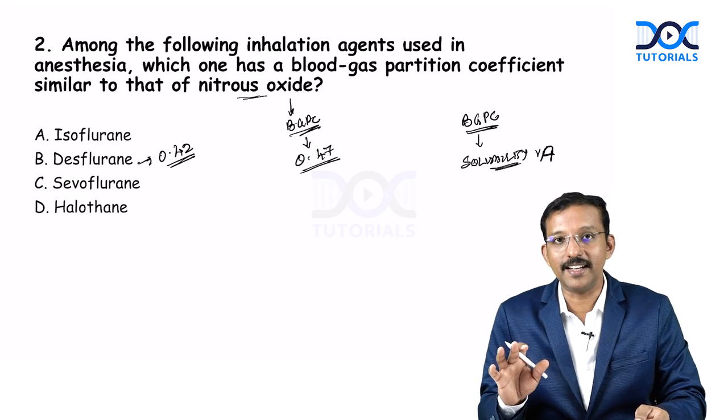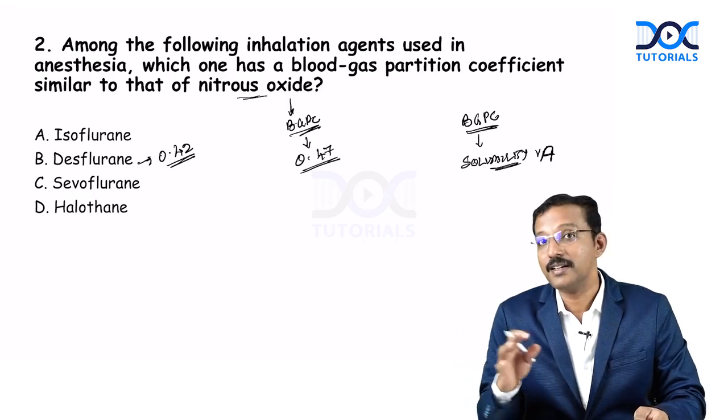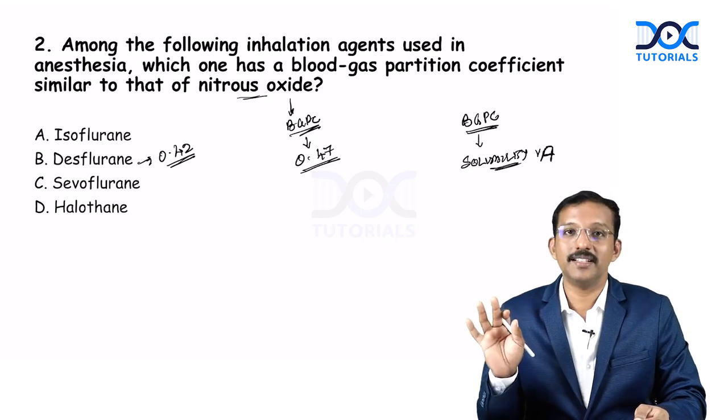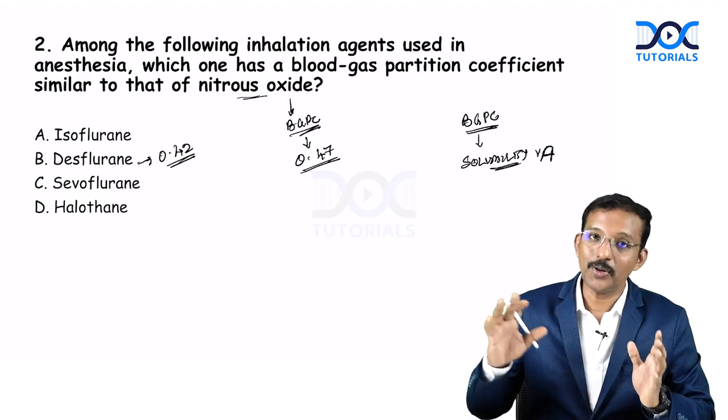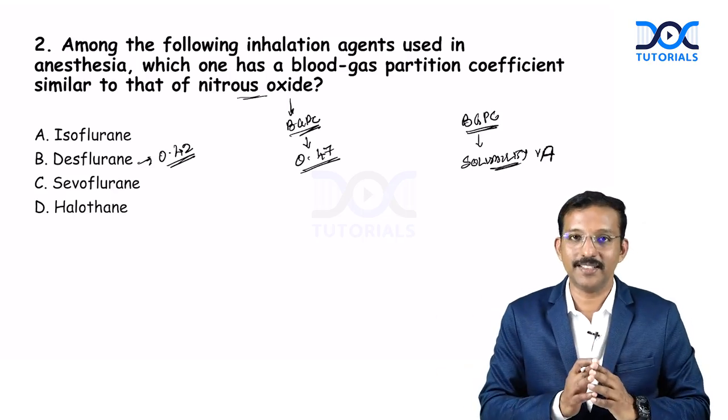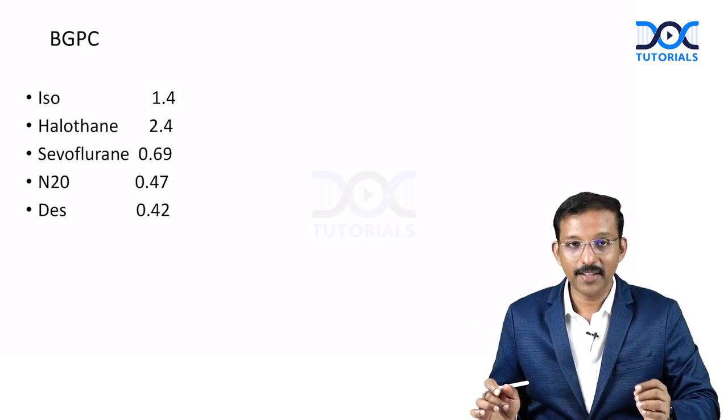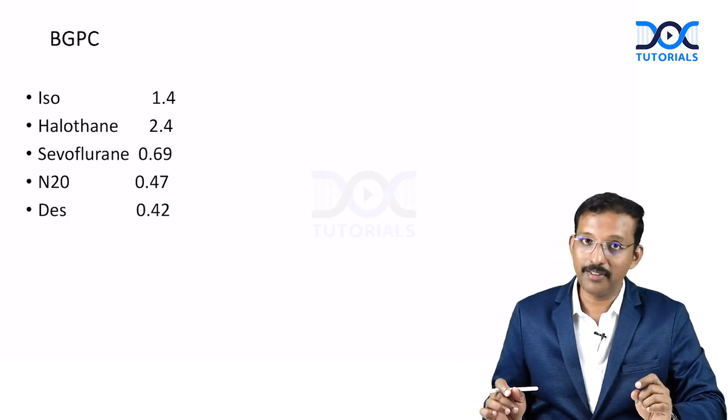We have also studied nitrous oxide is best for that as a volatile agent. Among the other volatile agents, desflurane is a choice because it has a very low blood gas partition coefficient. In that way also, if you remember, you will reach the answer. Now, coming straight away, if you remember these values, it will be well and good.